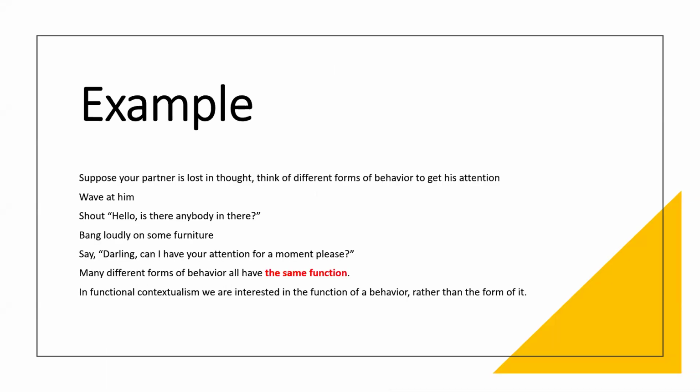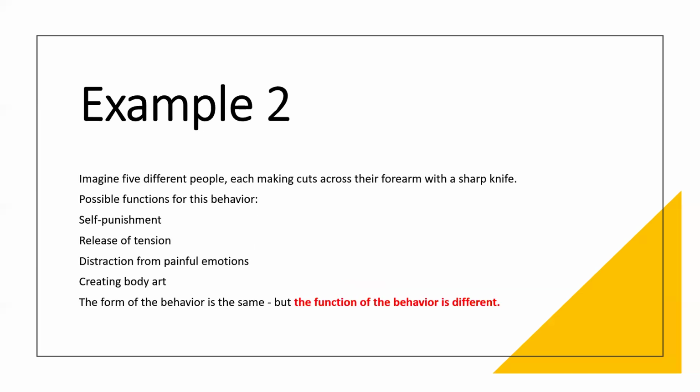To give you another example, suppose your partner is lost in thought. Think of different forms of behavior to get his attention. You could wave at him, you might shout, you might bang loudly on some furniture. So in this case, many different forms of behavior all have the same function. In functional contextualism, we are interested in the function of a behavior rather than the form of it.